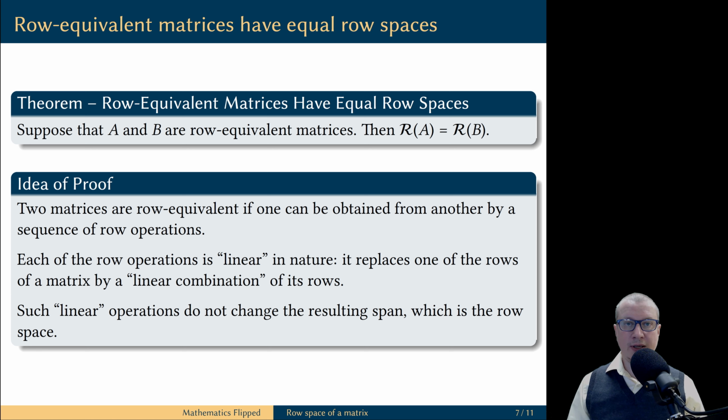We have 3 types of row operations, and each such operation is in a sense linear. What it does is it only creates linear combinations of the rows of the original matrix. And because the row space is the span of all the rows, transposed rows, then by taking linear combinations of vectors within this span, we do not change the span itself, because the span is the set of all possible linear combinations.